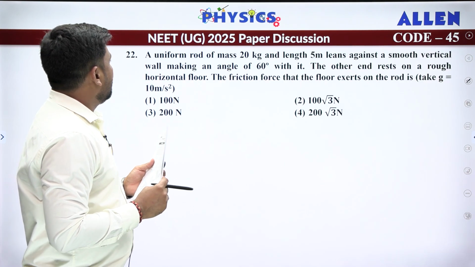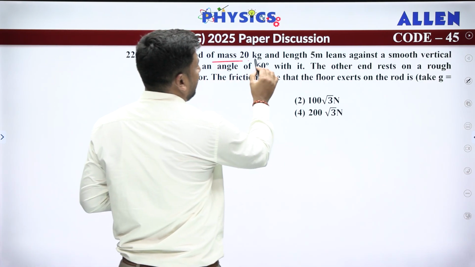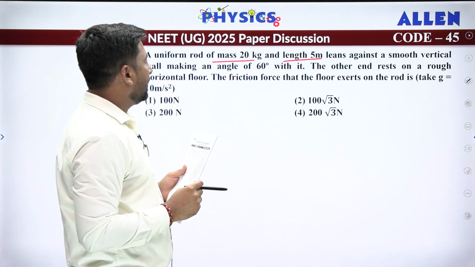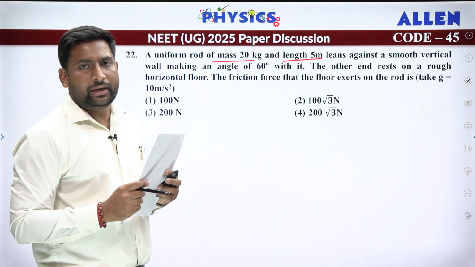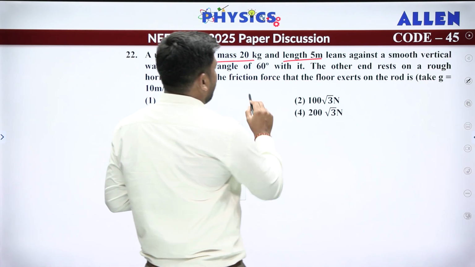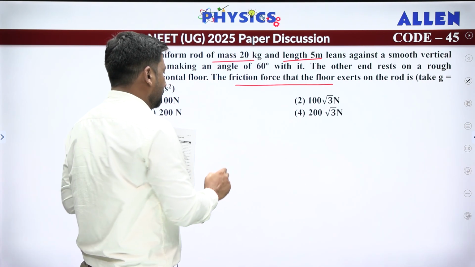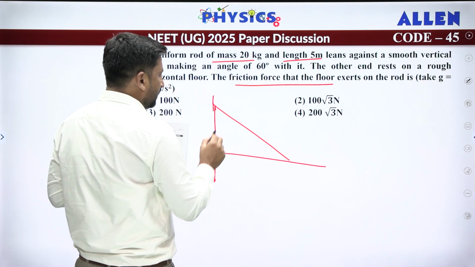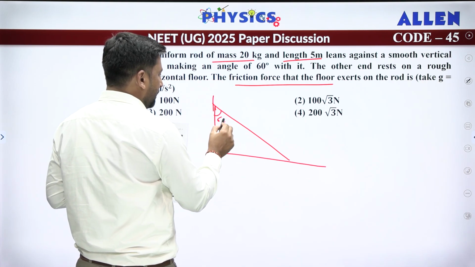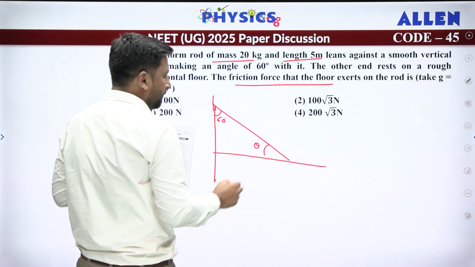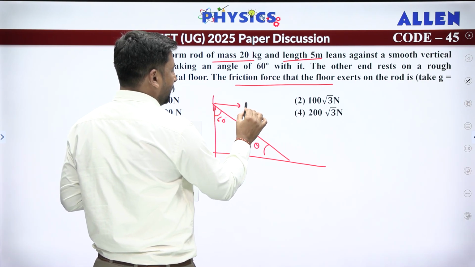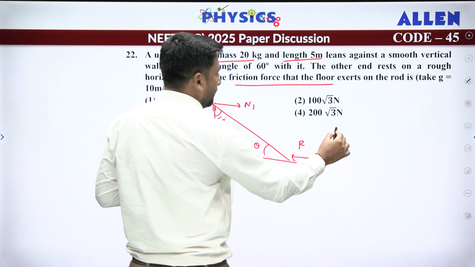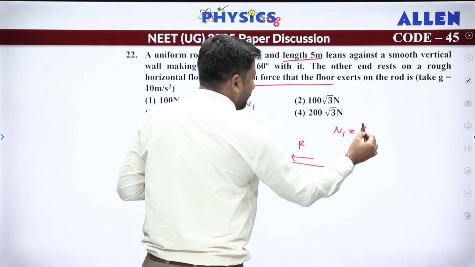Now, the next question is: a uniform rod of mass 20 kg and length 5 meter leans against a smooth vertical wall, making an angle of 60 degrees with it, meaning with the vertical it is making 60 degrees. We have to find the friction force on the floor exerted by the rod. So let's suppose that is the rod over here, and this angle they have taken as 60 degrees. Let's suppose I am taking this angle as theta. Now one normal force will be acting here, N1, and one friction will be acting over here. So for equilibrium in this direction we can say N1 is equal to F.